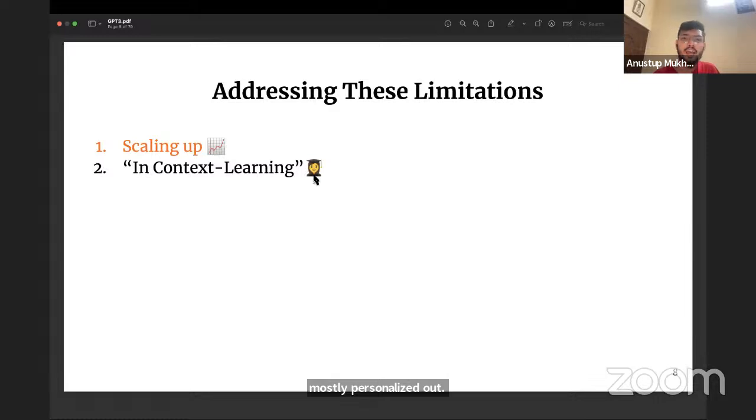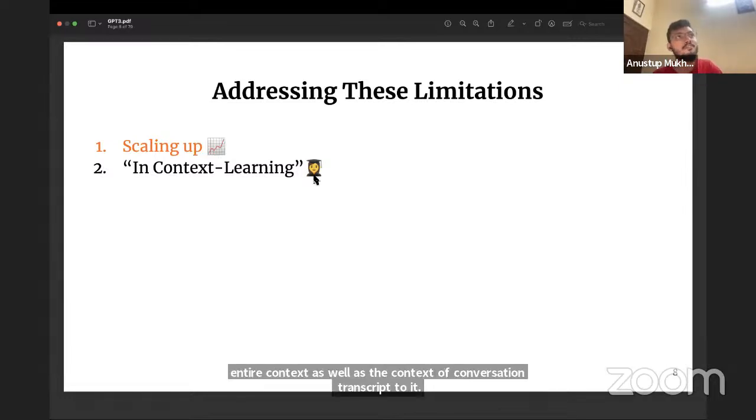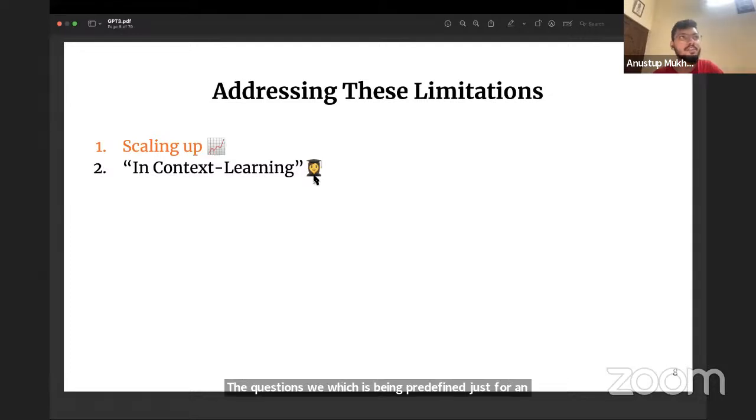It was in class. I was applying GPT power to in-class doubt solving. I was passing the entire context as well as the conversation transcript to it, along with predefined questions. Just for an example, what is the syntax? What is this operation in C++? Everyone knows it. It can have access to the data, it has access to the context.